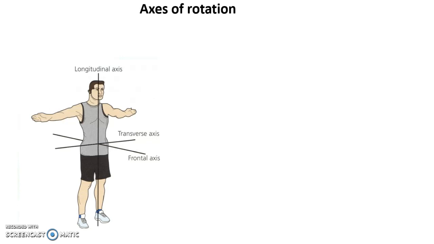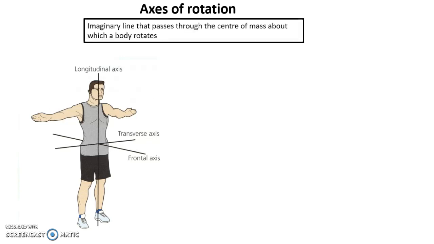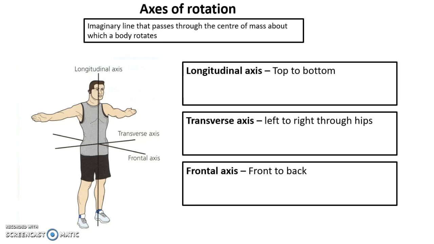You might want to draw this now over the stick diagram, just make sure you've got the lines. What are axes? It's an imaginary line that passes through the centre of mass about which a body rotates. So these three axes are really important, so we need to make sure we have an understanding of them first up. First up, you've got the longitudinal axis.